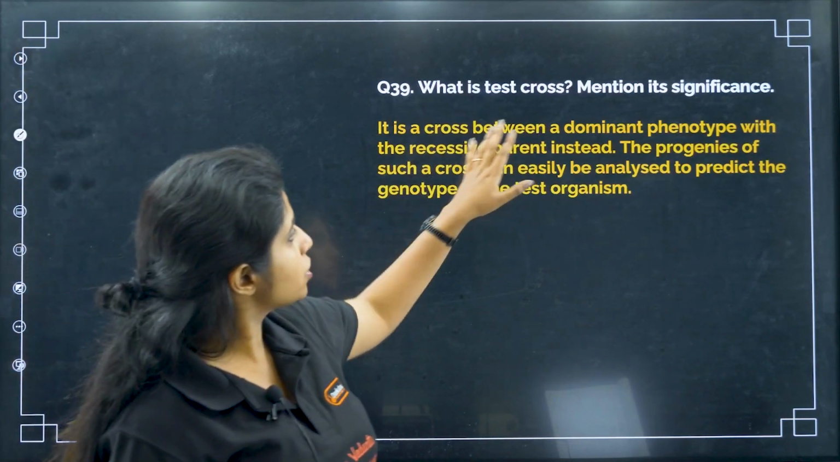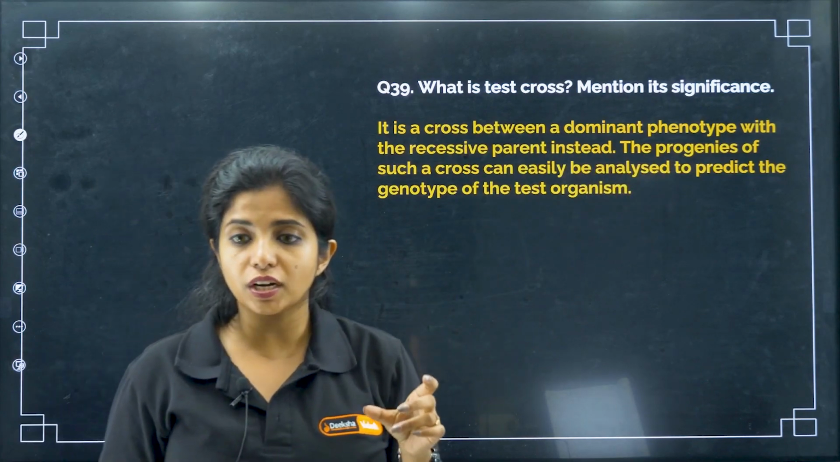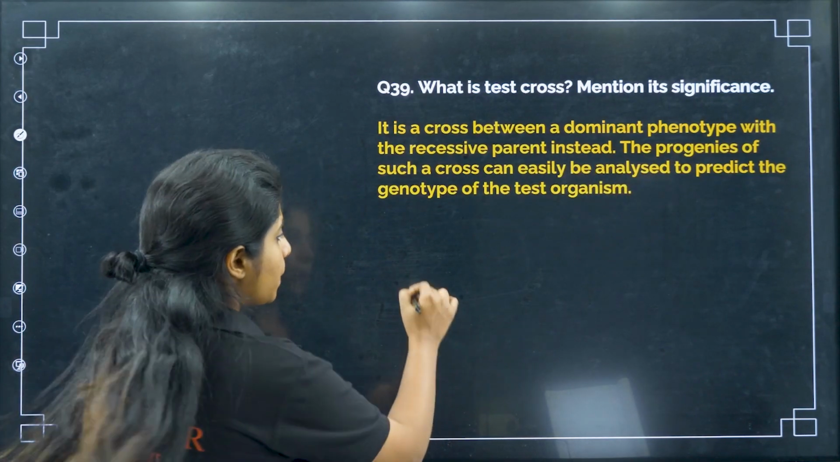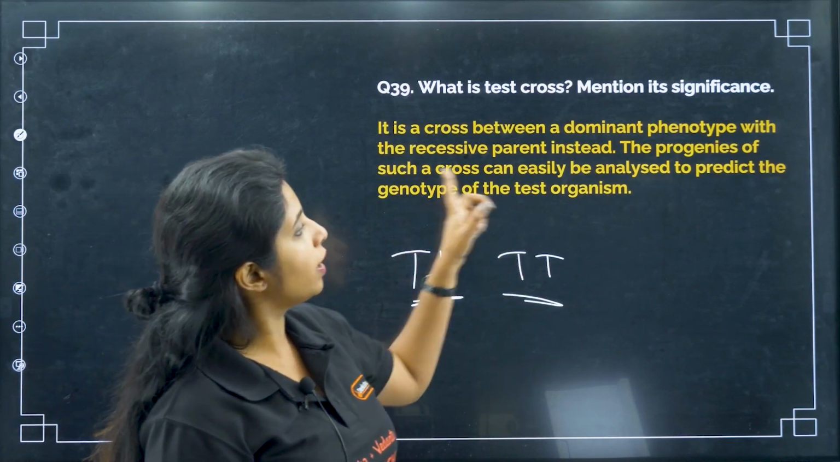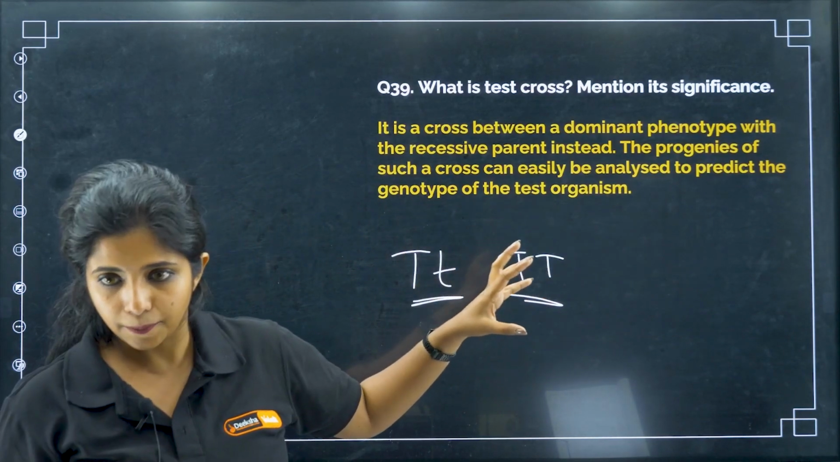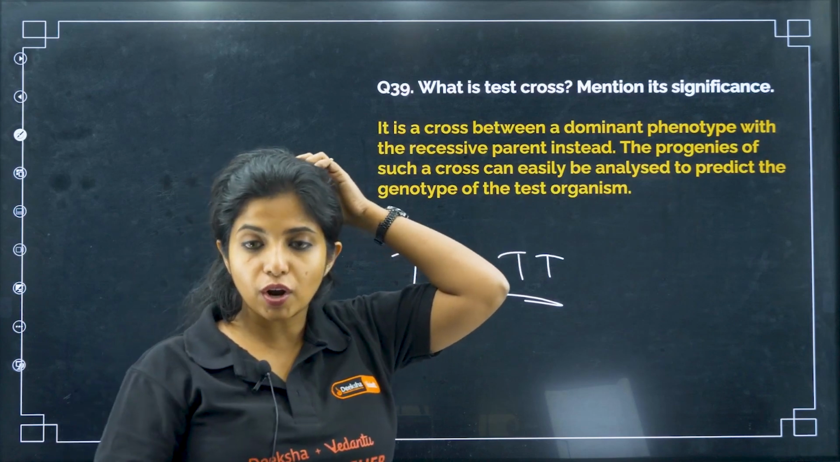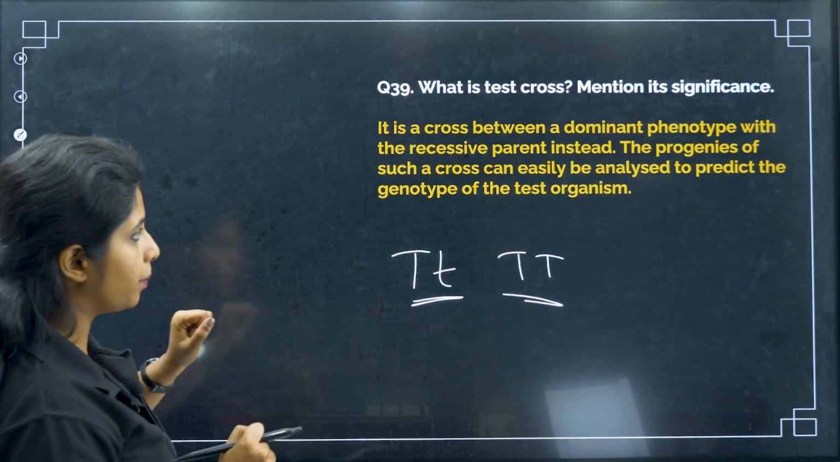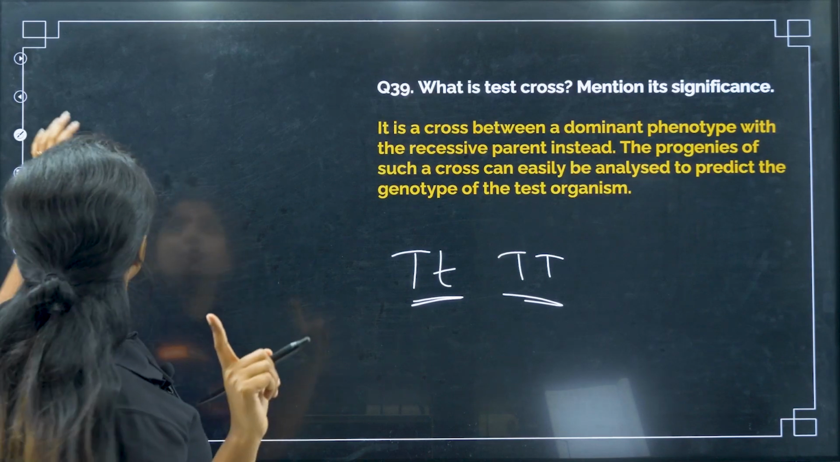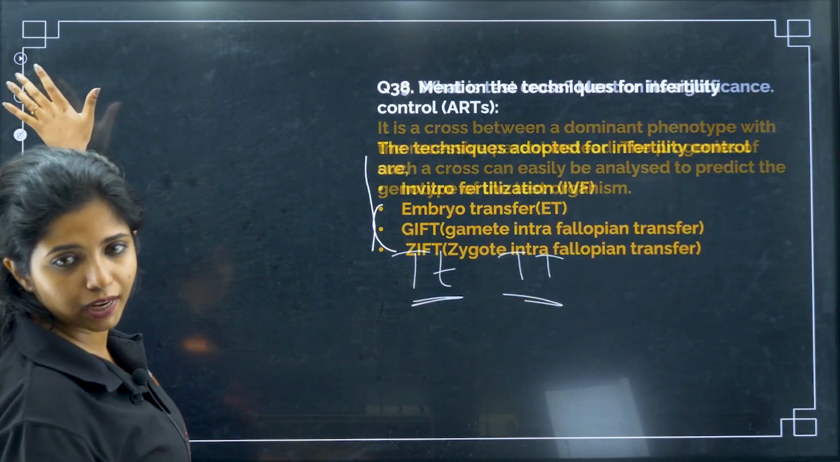Going ahead, what is test cross? In a test cross, you have a dominant phenotype, which can be homozygous or heterozygous. So for knowing the genotype, you are going to cross it with a recessive parent. With a test cross, you get to identify the actual genetic makeup. I have given you an example. Please watch the videos if you're not able to recollect, or just use your NCERT as of now.